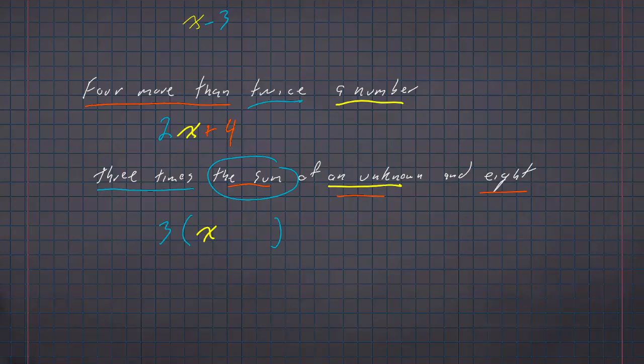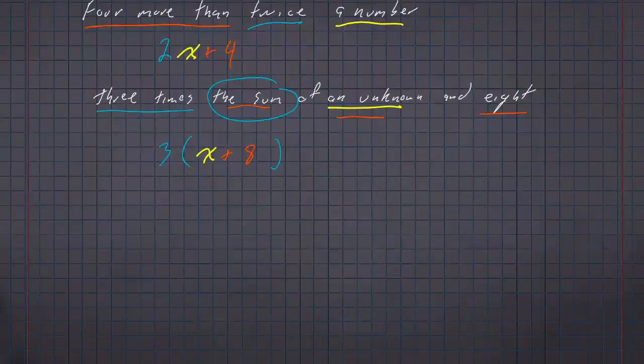All right, the sum of an unknown and 8. We already established that the unknown is x. Sum is the result of doing addition, and we've got an 8 here. So 3 times the quantity x plus 8. 3 times the sum of an unknown and 8. With that warm-up under our belts, let's take a look at an equation.